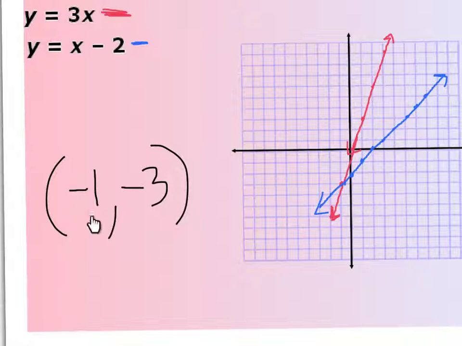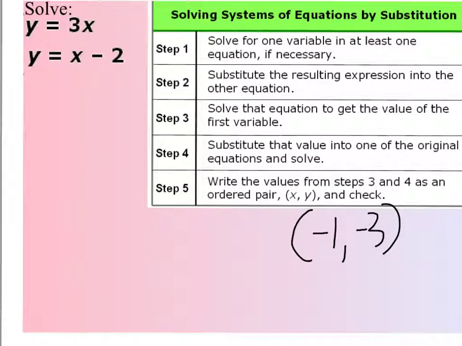If I take a -1 and substitute it in for the value of x, I will get a -3. -1 multiplied by 3 is -3. And it works in this equation too. -1 right here minus 2 is -3. Okay, so I proved that it works by graphing. So I want you to remember that the answer is -1, -3. Now watch the next slide. Okay, so we know the answer is -1, -3.